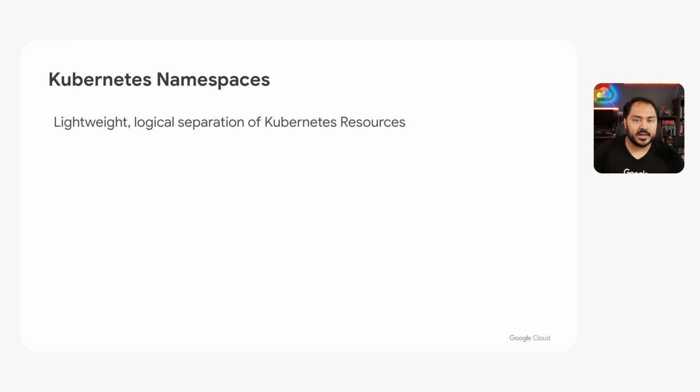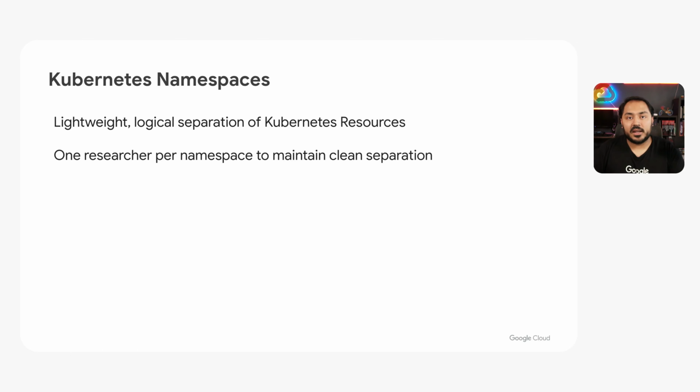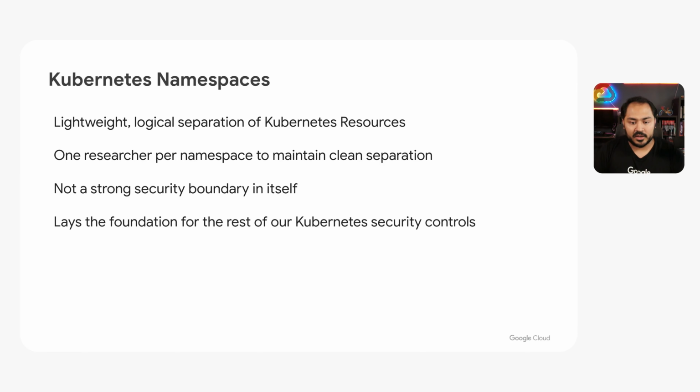We start with Kubernetes namespaces. Namespaces are lightweight logical separation of Kubernetes resources. In our setup, every researcher gets their own Ray cluster, and each of those Ray clusters live in a separate namespace. But Kubernetes namespaces by itself is not a strong security boundary. Namespace lays the foundation for the rest of our Kubernetes security control.